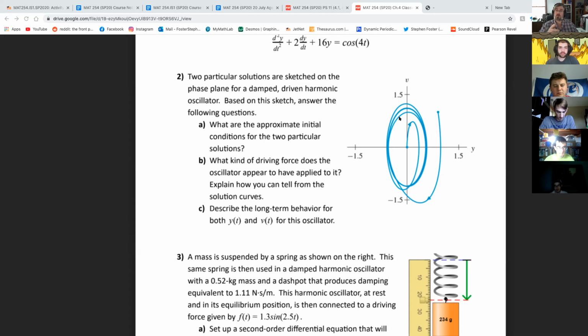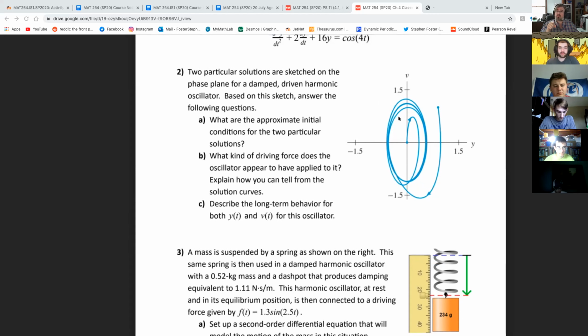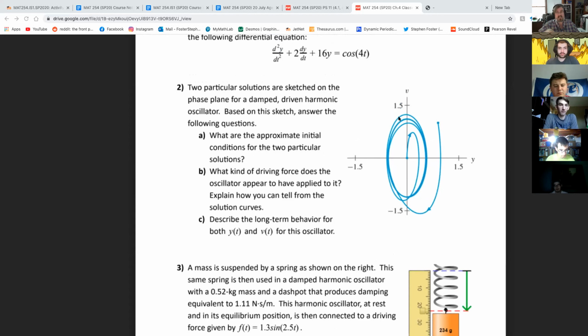Yeah, because we know that curves on the phase plane that look like circles or ellipses are evidence of harmonic periodic motion, right? And if it doesn't decay towards the center or explode and keep going forever, then what you're seeing is harmonic motion that is just cosines and sines, right? So the long-term behavior of this thing must be cosines and sines. So, nice. And then C, describe the long-term behavior.